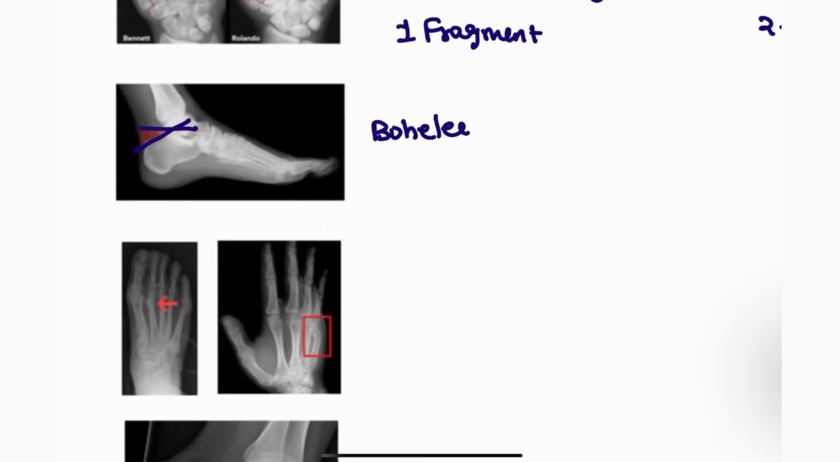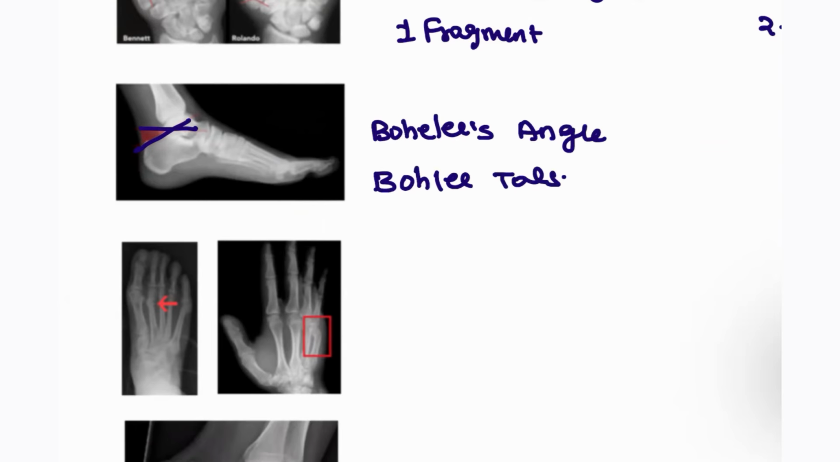Next, this angle is known as Bohler's angle. Why is Bohler's angle seen? This is due to the fracture of the tarsal bone structure in the Bohler region. That is seen in Bohler's fracture.